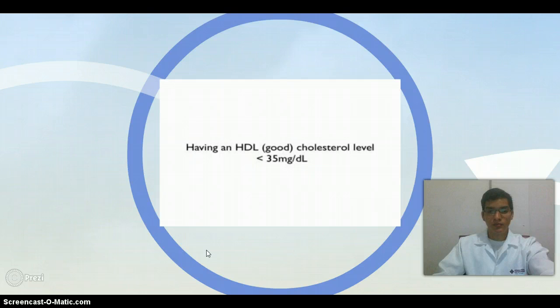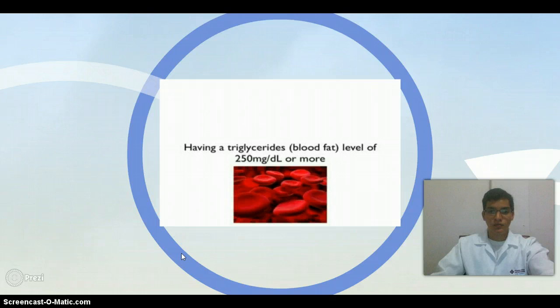Having an HDL, good cholesterol, level lower than 35 milligrams per deciliter. And of course, you would have to go to your doctor to get that tested. And having triglycerides, which are basically blood fat, at a level of 250 milligrams per deciliter or more. And again, you would have to go to your family physician to get that tested.